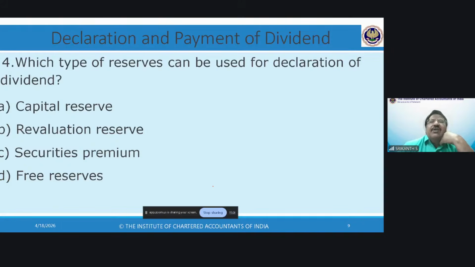Which type of reserves can be used for declaration of dividend?